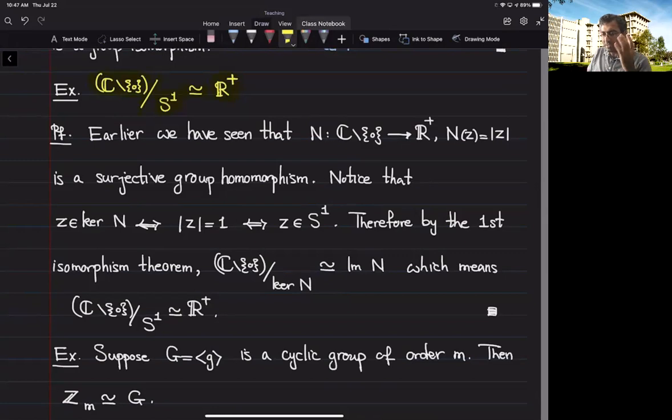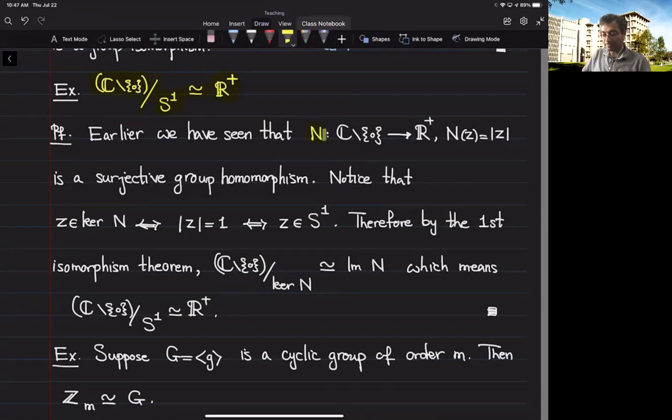Now, I want to think about a group homomorphism from non-zero complex numbers to positive real numbers, where over the units, if a complex number has norm 1, I'm supposed to get 1. How about the norm? The norm of a complex number that has norm 1 is 1. Okay, so let's start with that.